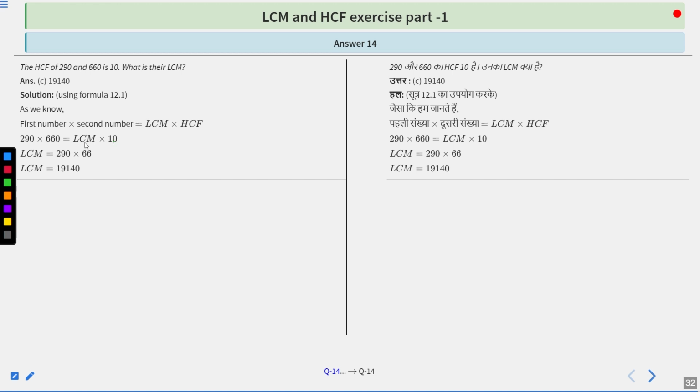So from here LCM is how much? 290 into 660 upon 10. 660 upon 10 will give us 66 only. So 290 into 66 is 19,140. That means if the HCF of two numbers is 10, then LCM is 19,140. Option number C is the correct answer.